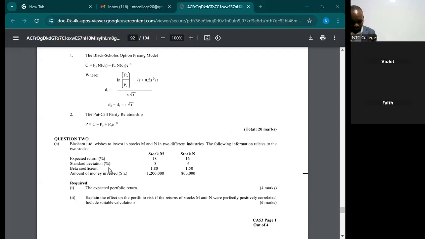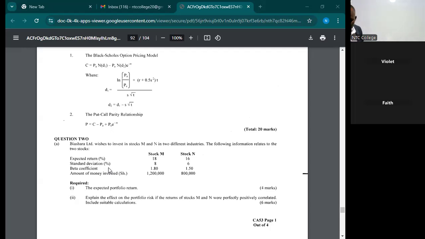Getting the weights. After getting the weight, what is the next thing? You calculate the expected return of the portfolio. The formula is the weight times the expected return of the security. So expected portfolio return is the weight times the expected return for each, then you add them.